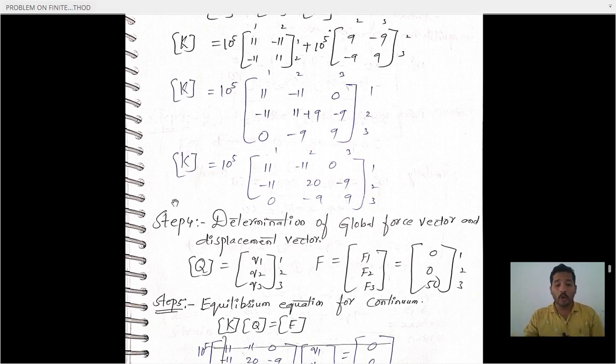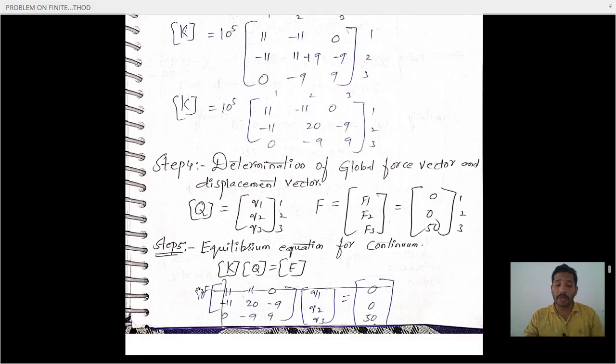After getting the value of the global stiffness matrix, we need to find out the nodal displacement Q value as well as the nodal force value. Let us see, how many nodes do we have? First node, second node, third node. So that's the reason I represent it here. This is the first node, second node, third node, on which the nodal displacement is acting at point 1, point 2, point 3. Clear? And then F is equal to F1, the nodal force acting at point 1, F2 at point 2, F3 at point 3.